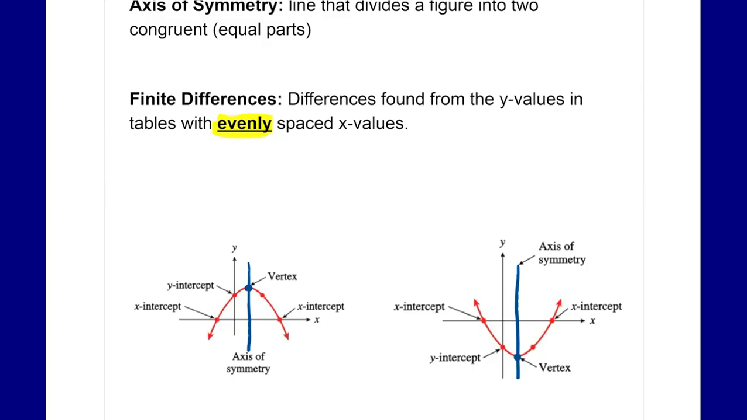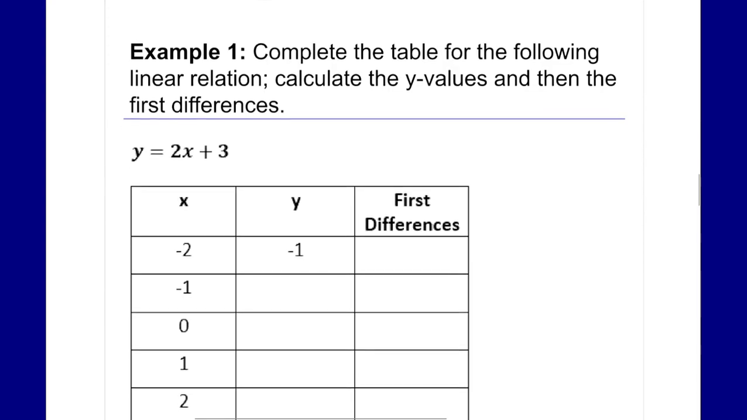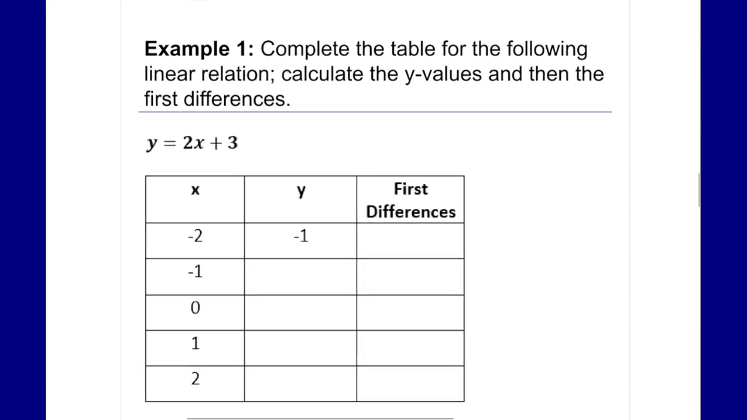So the finite differences you can also think of as the change in y values. When you're looking at them, for a linear one, we're going to look at what it should be, and hopefully you remember doing that in grade 9. Looking at the first one, we want to complete the table of values for the following linear relation. We want to calculate the y values and then the first differences.